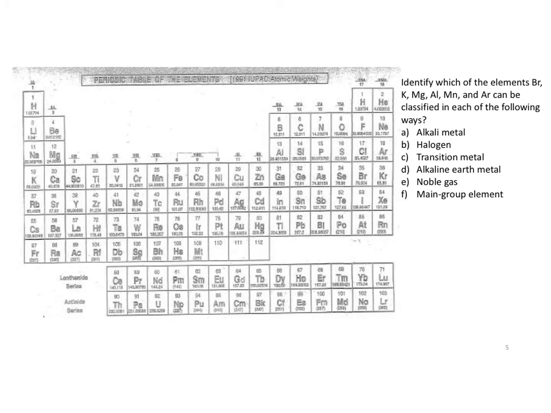All right, identify which of the elements, bromine, potassium, magnesium, aluminum, manganese, and argon, can be classified as the following. So hopefully you have shaded in your periodic table. We will make a legend now.